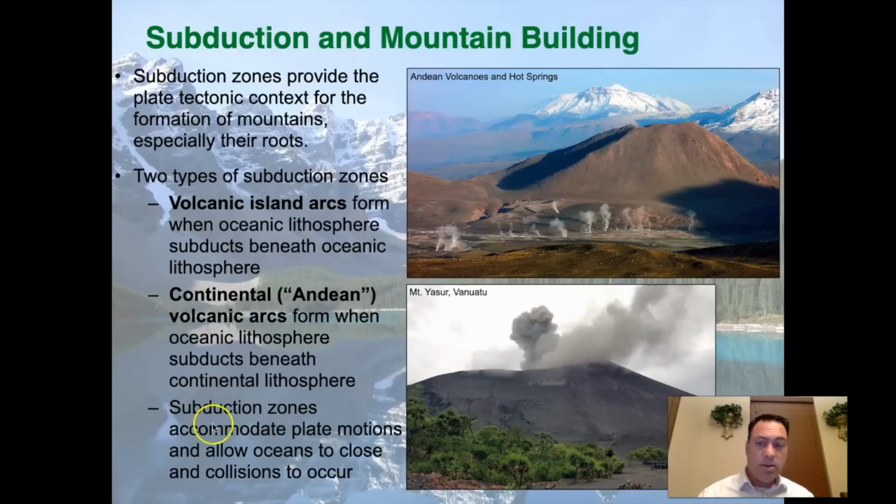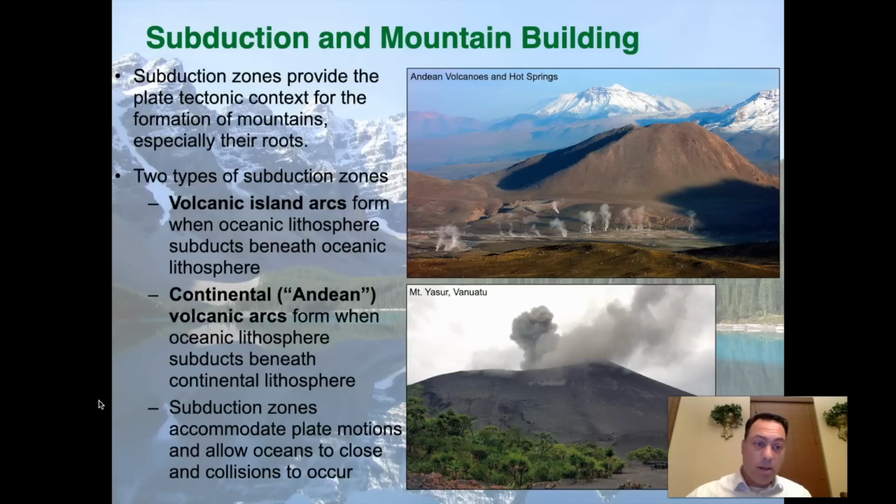Subduction zones accommodate plate motions and allow oceans to close and collisions to occur. Think about that. It makes sense, right? If you have continents moving around in a plate tectonic format on the surface of the Earth, then the ocean basin between them needs to be able to open and close. And the way that you can close a basin is by having subduction, right? There has to be somewhere for that oceanic lithosphere to go. We've already talked about how to create it: as you expand them apart, you get rifting and then you form oceanic crust. But in this way, you can move continents very large distances, and, geologically speaking, at a very quick rate across the surface of the Earth.